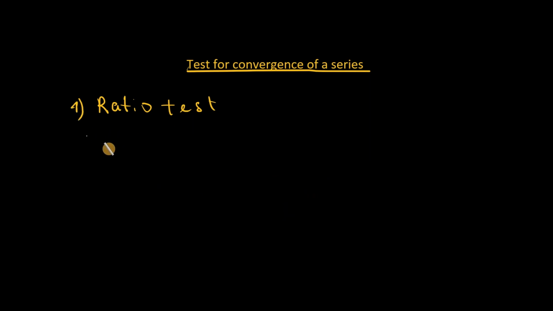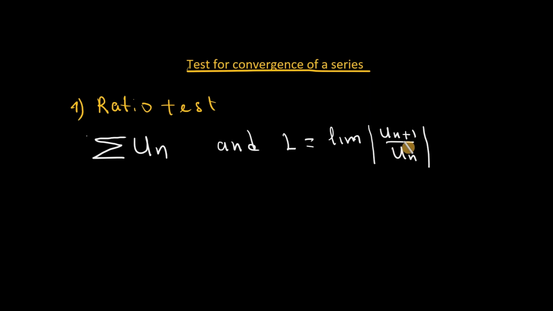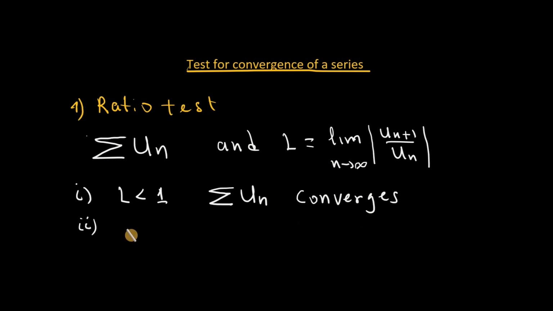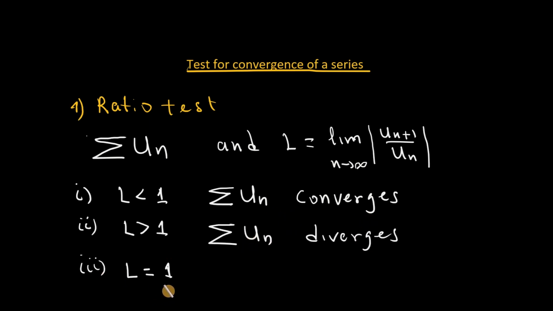1. Ratio test. Let summation un be a series and L equals the limit of un plus 1 over un as n tends to infinity. If L is less than 1, then summation un converges. If L is greater than 1, then the series diverges. If L is equal to 1, then the test of the series summation un is inconclusive. That is, we cannot say whether the series is divergent or convergent.